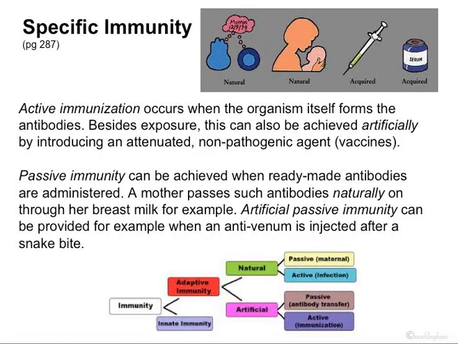We can also have passive immunity administered artificially, for example, when we get an anti-venom injection after a snake bite. And so we just squirt antibodies that go for that snake bite into the system, because if it's a bad snake, the person will not survive the attack.